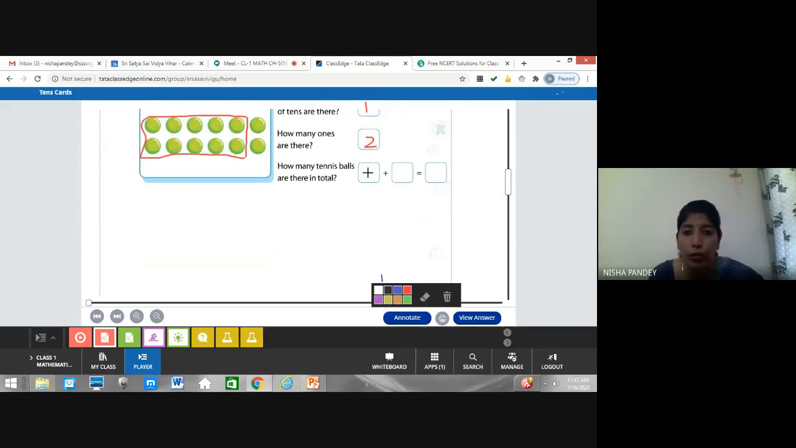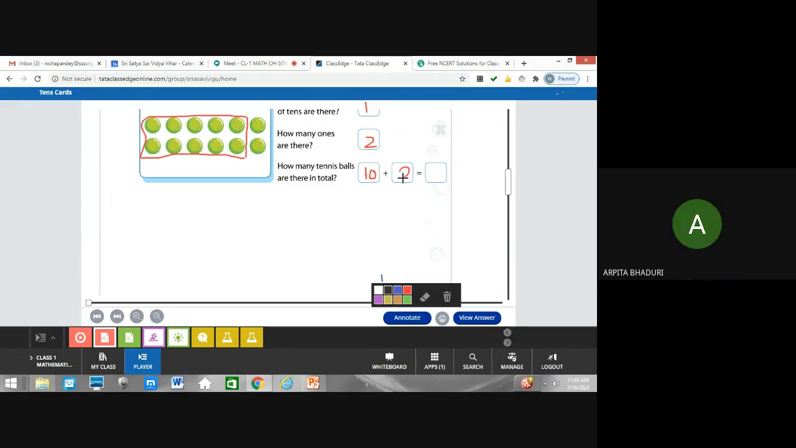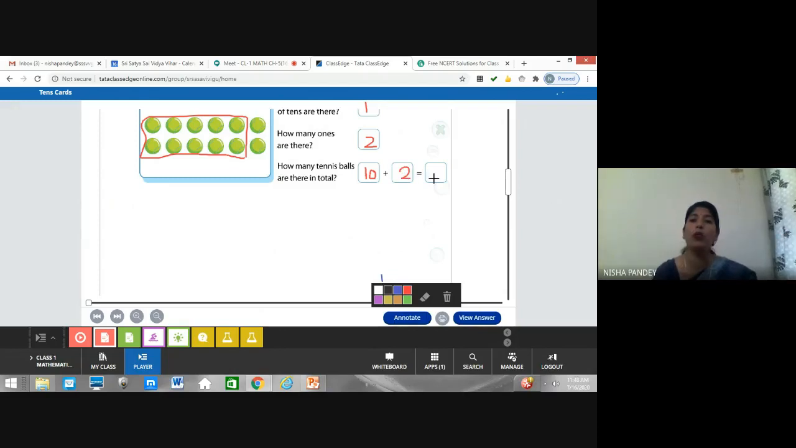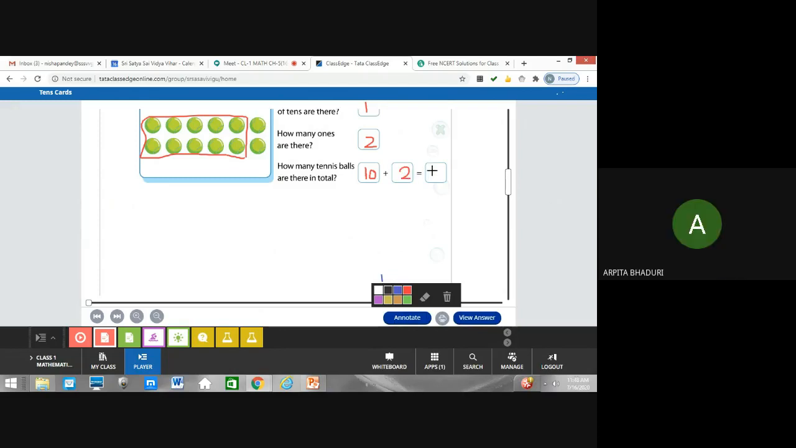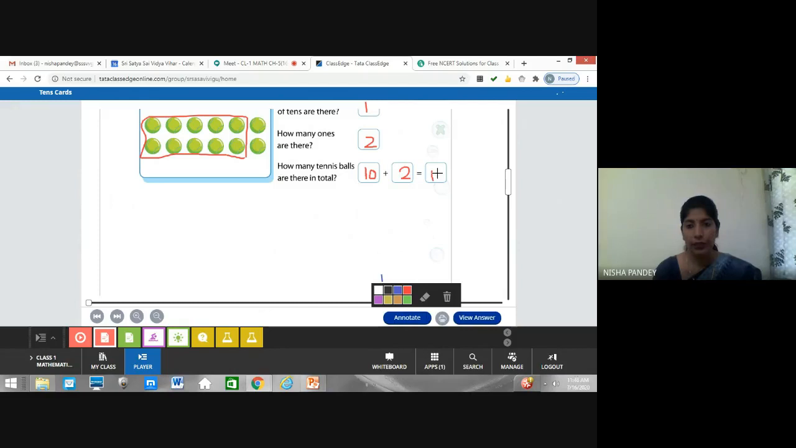Now, how many tennis balls are there in total? So what are we going to do? One bundle means how much? Ma'am, 10. Very good. And separate the loose ball ones, ma'am, 2. So 10 plus 2 is equal to how much, children? Ma'am, 12. Very nice. So we have 12 balls in total, as we can count it also. We have seen it also here, right?